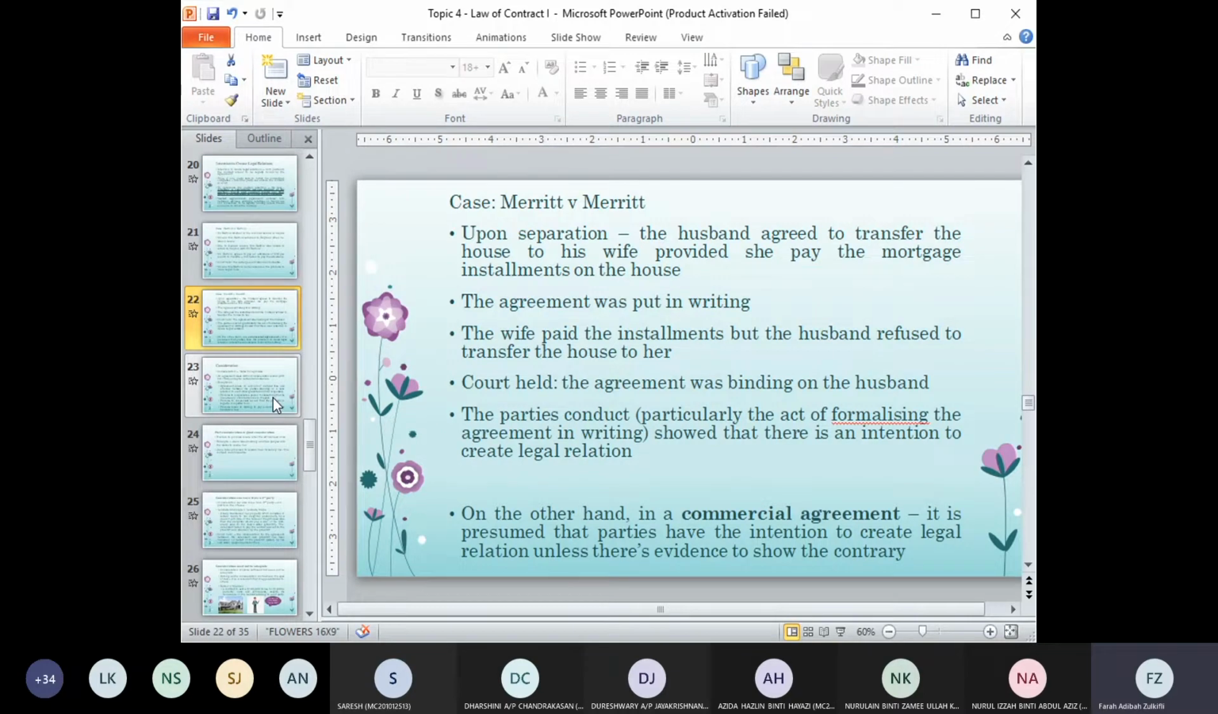On the other hand, if it is a commercial agreement between two strangers, or an agreement between two companies, it is presumed that the parties have the intention to create a legal relation. So whenever two strangers or two companies sign a contract, we can say that the contract is a commercial agreement. Usually they have the intention to create legal relation. If you want to say that it is only a social agreement, you have to prove it. So that is the third element.